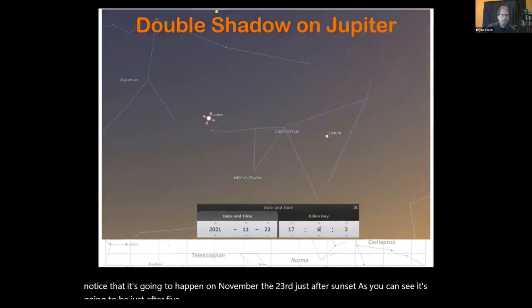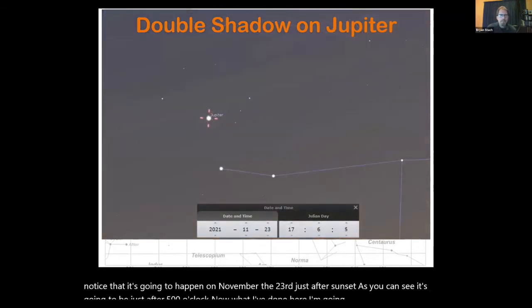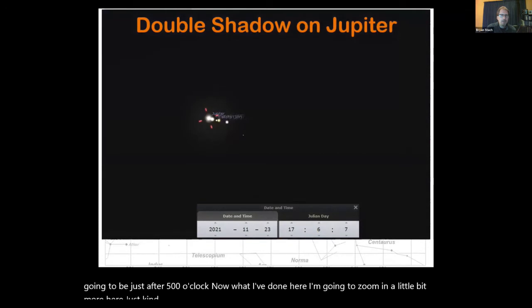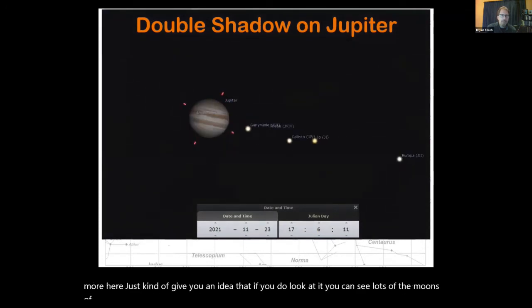Now, what I've done here, I'm going to zoom in a little bit more, just to give you an idea that if you do look at it, you can see lots of the moons of Jupiter. This is also the time where the double transit is going to happen on Jupiter.